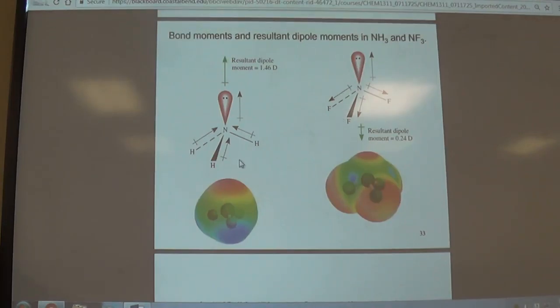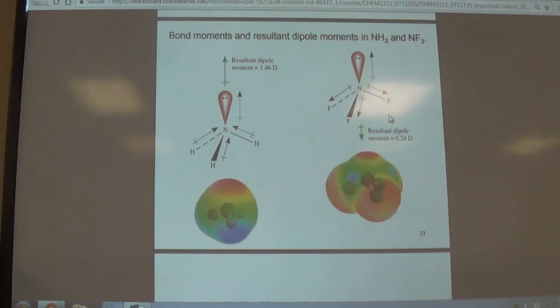On the other hand, in ammonia, nitrogen is more electronegative than hydrogen, and so the polarity of the nitrogen-hydrogen bonds reinforces the charge separation due to the non-bonded pair. To make a short story long, or to summarize, ammonia has much more of a dipole moment than nitrogen trifluoride does.